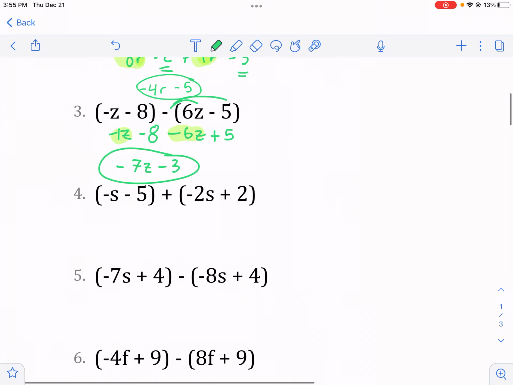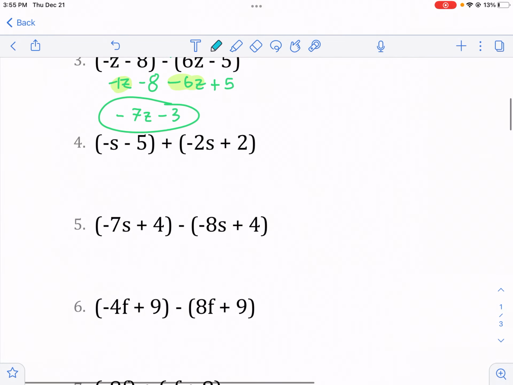Let me do one more quickly for you. I'm going to change color. I'm getting bored of the green. All right, so here we go.